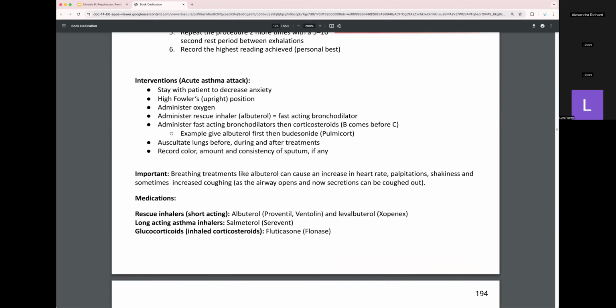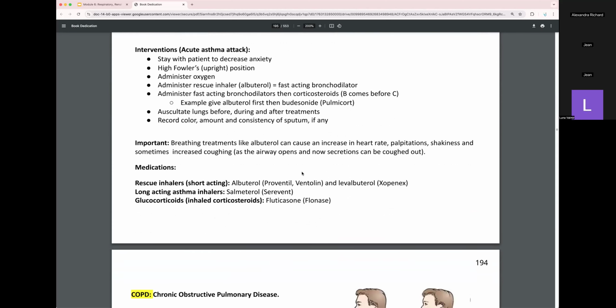So some medications you need to know for asthma. Okay, so you need to know what a rescue inhaler is, what a long-acting inhaler is, and what a corticosteroid inhaler is. So rescue inhalers are what we use during an asthma attack. So albuterol and levalbuterol. Long-acting inhalers are for maintenance.